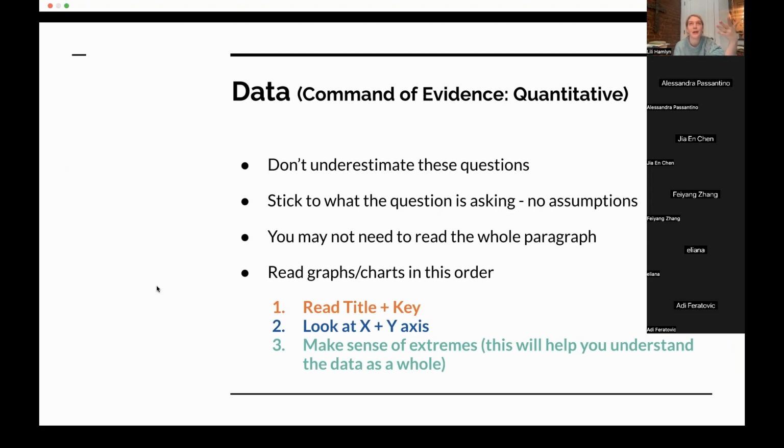Really make it clear what the question's asking, and most importantly, what the graph is actually telling you. The way to read the graphs or the charts is to read the title and the key, then look at the X and the Y axis, and then make sense of extremes. So if there's a data set and a real outlier, figuring out what's going on there will really help you understand it as a whole.